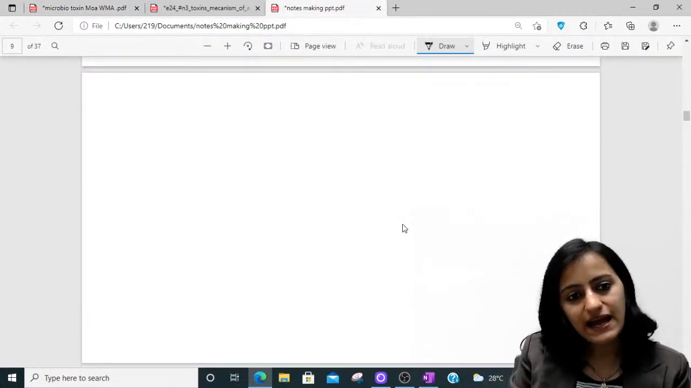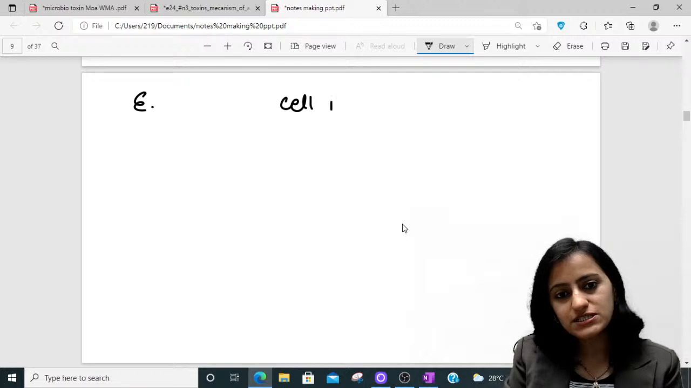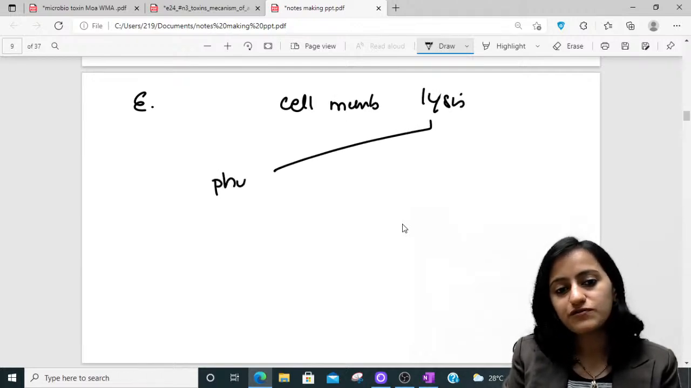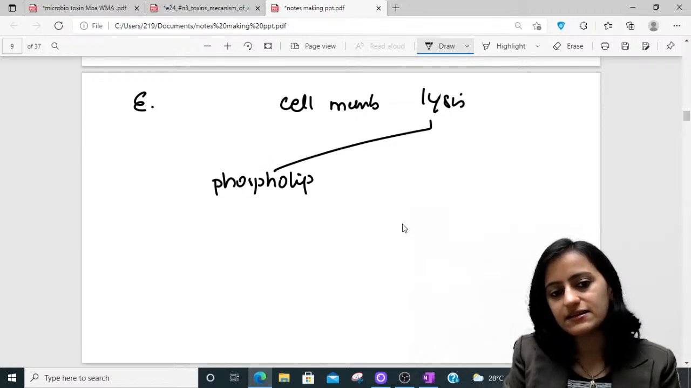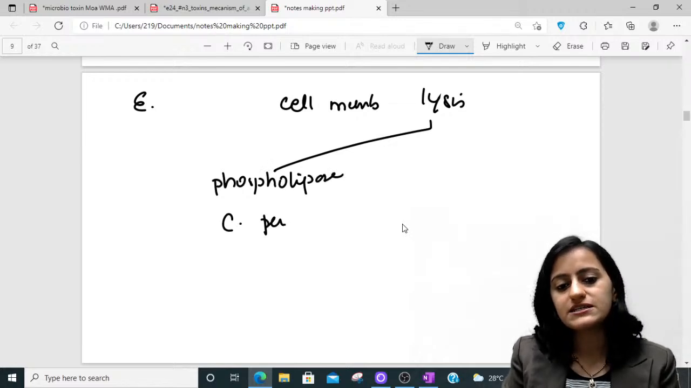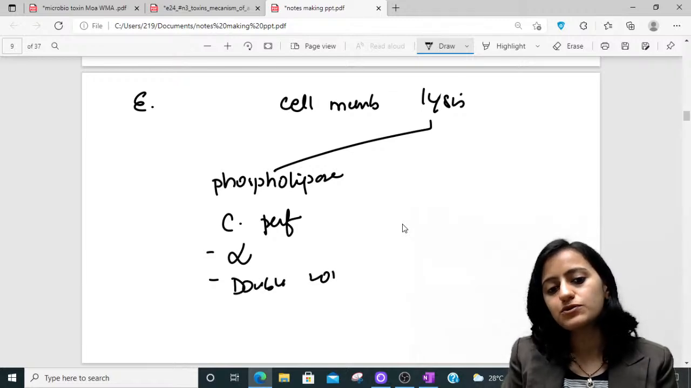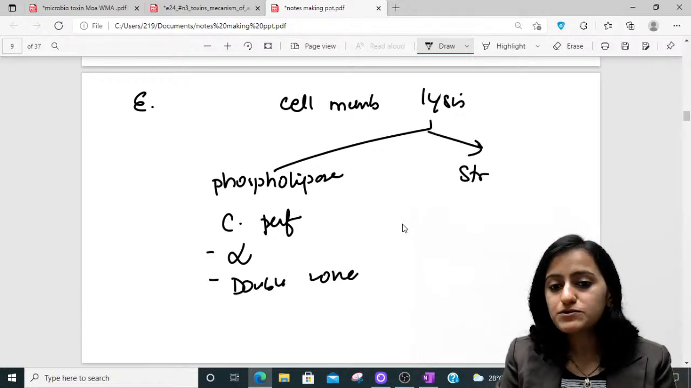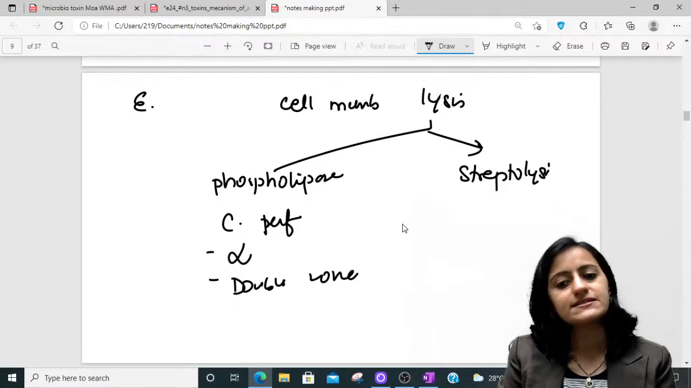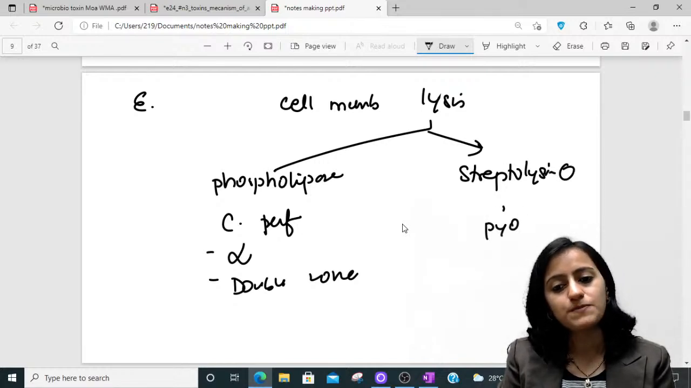So the next category in your mechanism of action is your cell membrane lysis. Lysis, you know, is phospholipase or lecithinase. That is your Clostridium perfringens alpha toxin. It gives your double zone of hemolysis. Streptolysin O, okay, it is lysing. It is your Streptococcus pyogenes.